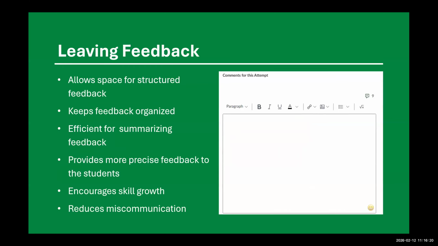So we're looking at the text feedback area. So it allows space for structured feedback. It keeps feedback organized, efficient for summarizing feedback, provides more precise feedback to students, encourages skill growth, and reduces miscommunication again. So as you see in the image, we have a place where we can type in all of our information and text feedback that we want to provide to the students. And we have our edit options available for these as well.